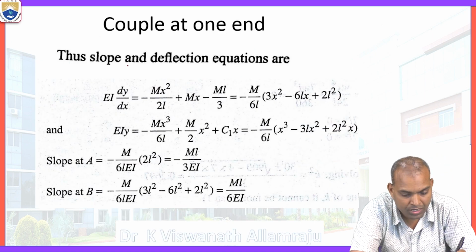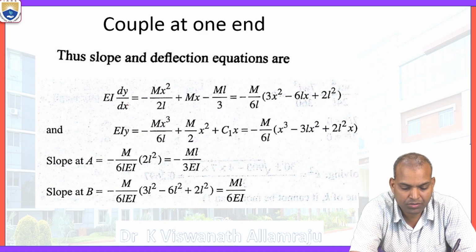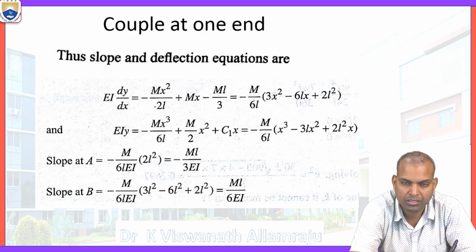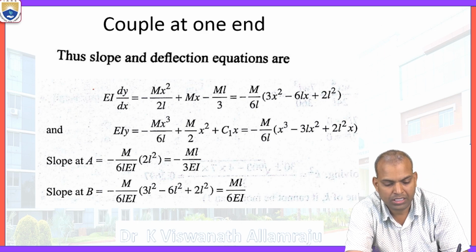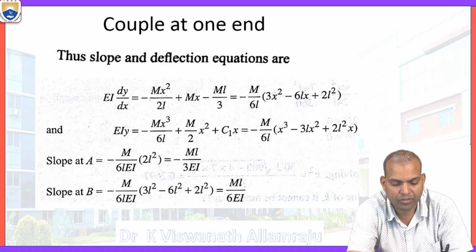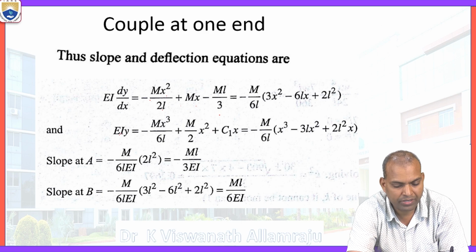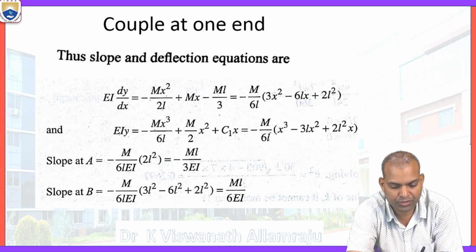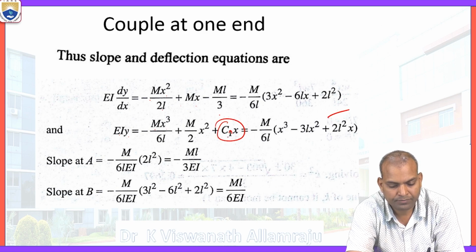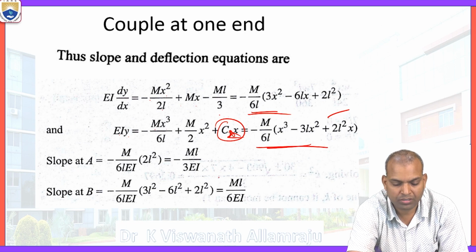Now EI times dy by dx equal to, after substituting C1 and C2 in the above equations, minus Mx square by 2L plus Mx minus ML by 3, that is the C1. And in the deflection equation, with C1 and C2, EI times y equal to minus Mx cube by 6L plus M by 2 x square. Then if you substitute C1x and C2, this is the final simplification we got.